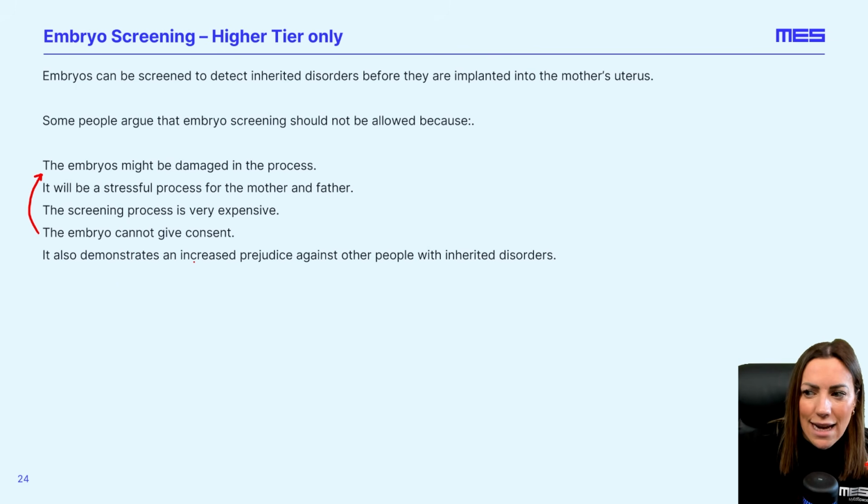You could say it demonstrates an increased prejudice against people with inherited disorders, because it's like you're saying, well, if that embryo has an inherited disorder, we're not going to implant it. You're making a decision on the right to life of that embryo, which could lead to prejudice against people that are living with inherited disorders.